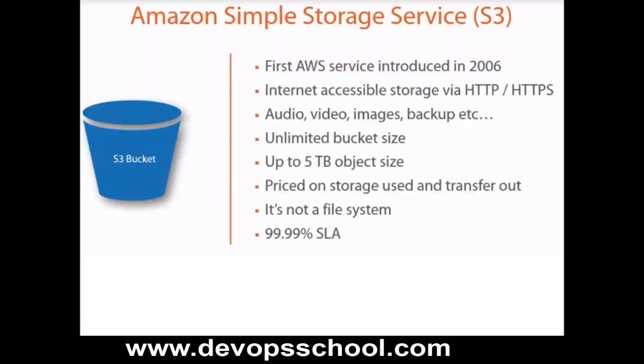But the object size, meaning each file size, has to be a maximum of 5 TB. Each object should not be more than 5 TB. And 5 TB, I think, is too much, but this is very helpful when you are trying to process files coming from NASA, for example. They have files in terabytes, and all these files, images, and videos have to be stored and processed, in n number of terabytes. So these kinds of requirements can be served here.